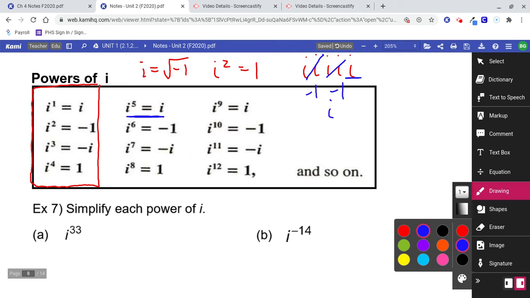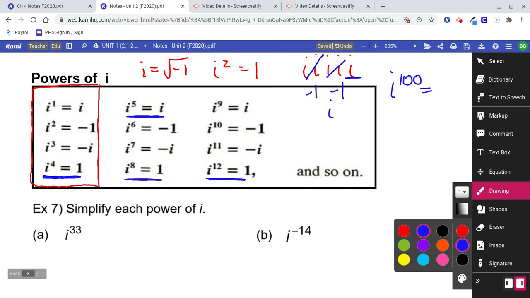Or even better, if you memorize that i to the 4th equals 1, this is really powerful because every time you get a multiple of 4, it's going to equal 1. i to the 8th, i to the 12th, i to the 16th, i to the 20th. Every single time you get a multiple of 4, it equals 1. So if I said, what's i to the 100th power?